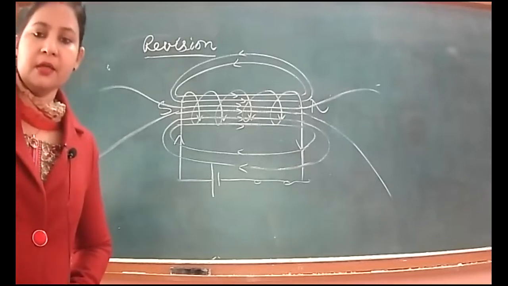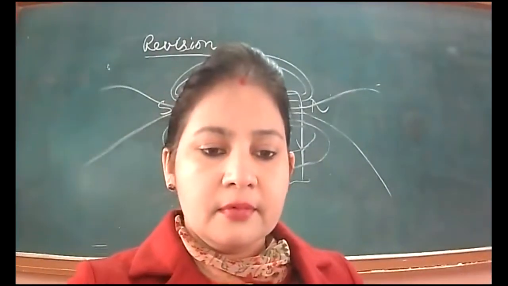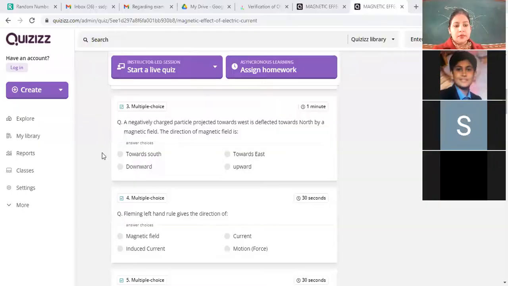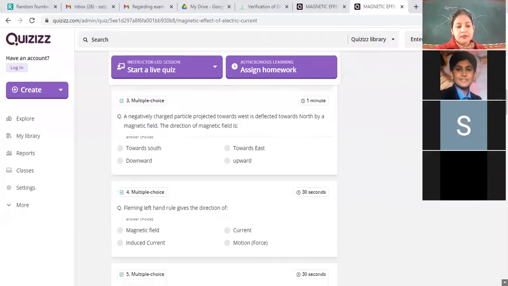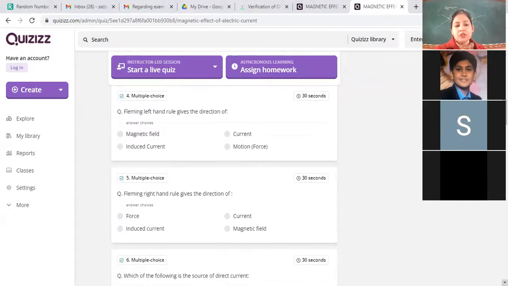It's okay. Let's see the next question then. Fleming's left hand rule gives the direction of magnetic field, current, induced current, or motion or force? Yes. Fleming's left hand rule gives the direction of what? Very easy. All the hands must be raised now. Yes, all the hands must be raised. Hurry up, come on.